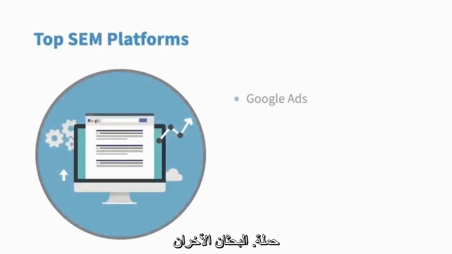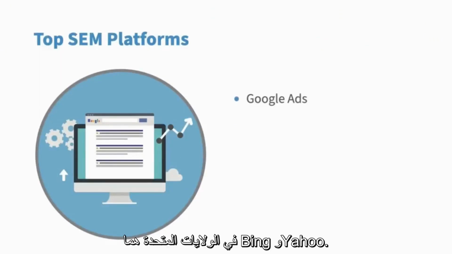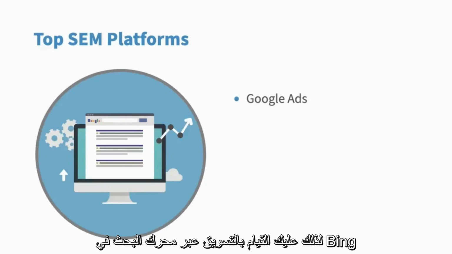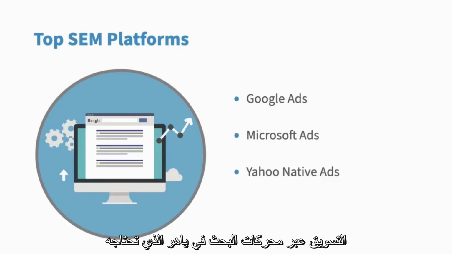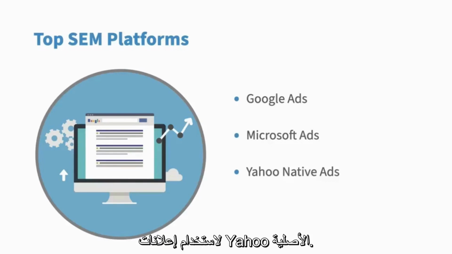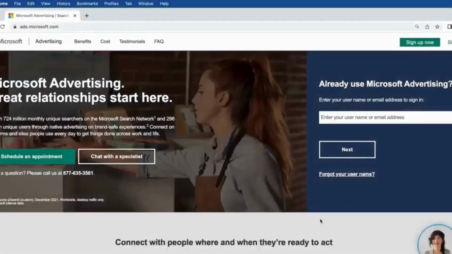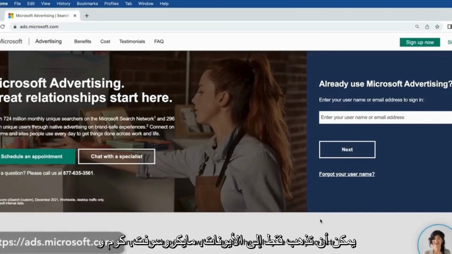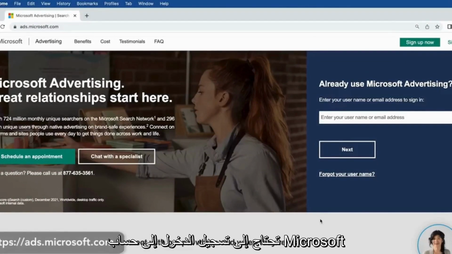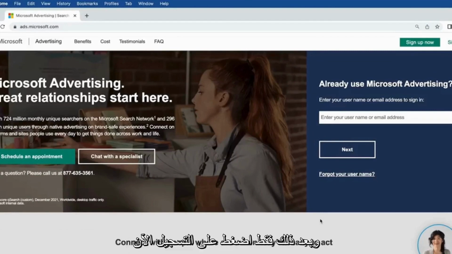The other two search engines that you want to be worried about in the United States are Bing and Yahoo. So to do search engine marketing in Bing, you need to use Microsoft Ads, and to do search engine marketing in Yahoo, you need to use Yahoo native ads. To get started advertising in Bing, you can just go to ads.microsoft.com. You need to log into a Microsoft account and then just click on the Sign Up Now button, and you can get started in advertising in Bing.